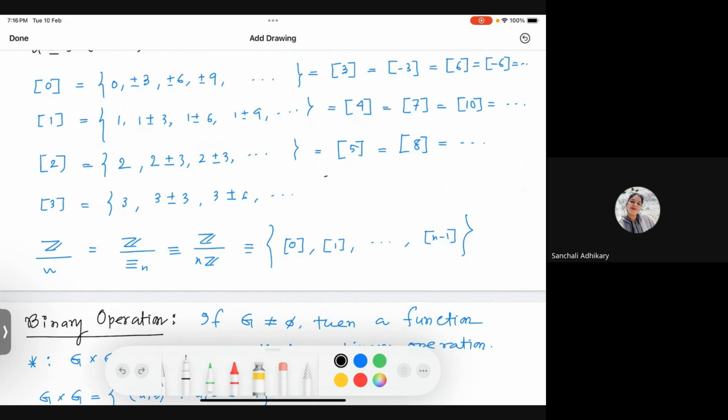So Z by this relation, modulo n, gives you the set of the classes, and all the classes are distinct and disjoint. Till now this is fine.